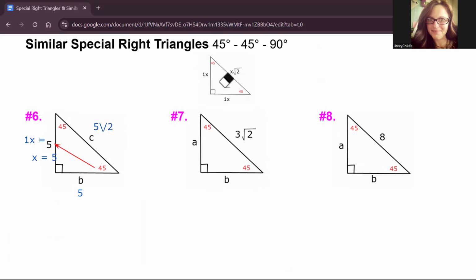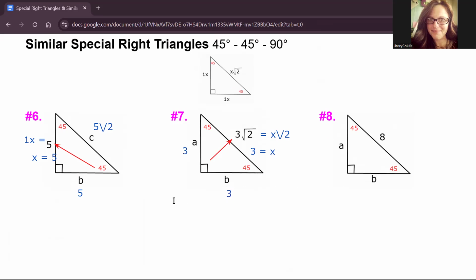Number 7. They gave us the hypotenuse, which is equal to x times square root of 2. So if we divide by square root of 2, we get 3 for the scale factor. So 1 times 3 and 1 times 3.